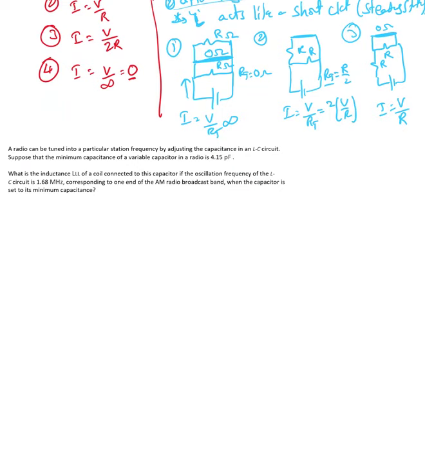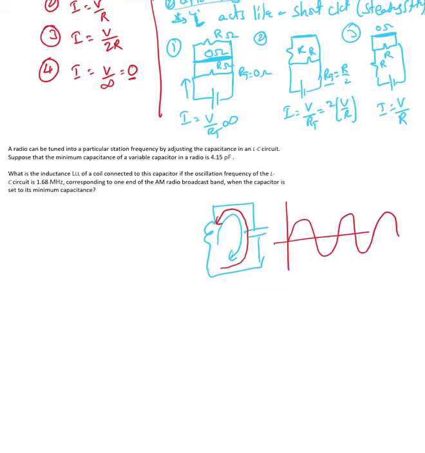A radio can tune into a particular station frequency by adjusting the capacitor in an LC circuit. So you have an LC circuit. What happens in an LC circuit? These both store energy, so current is going to oscillate between these two elements. One time it's going to go in one direction, another time in the other direction. So energy is going to oscillate like a sinusoidal waveform.